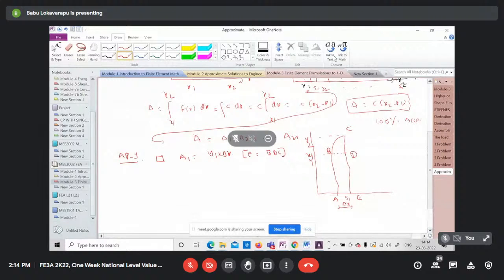This error is large, and I want to minimize that error. So in approach 2, instead of assuming this as a rectangle, assume this as a trapezoid.